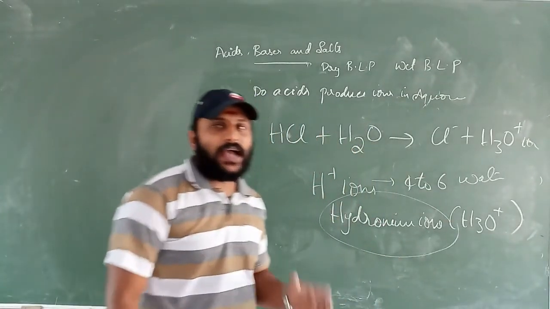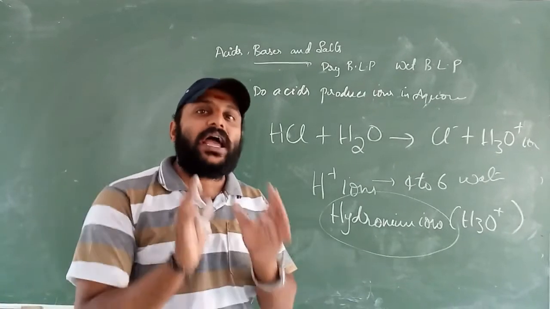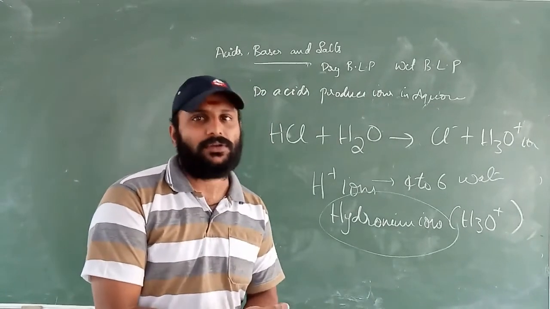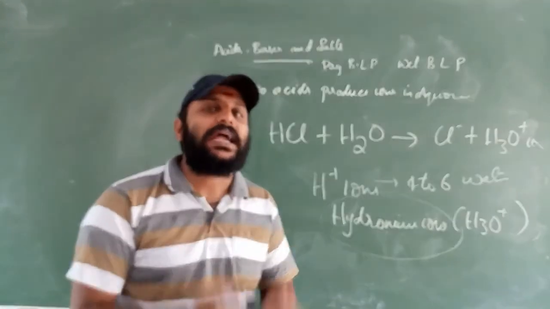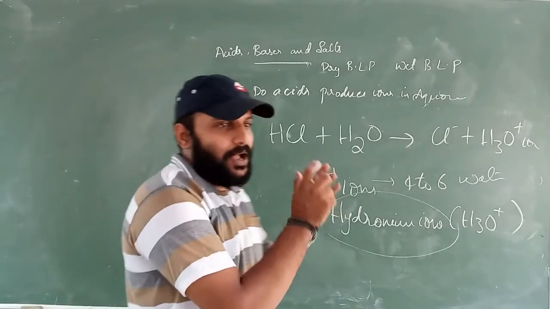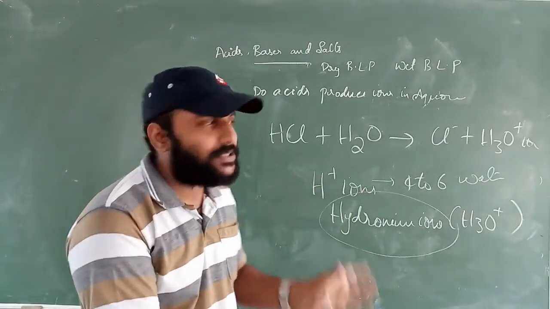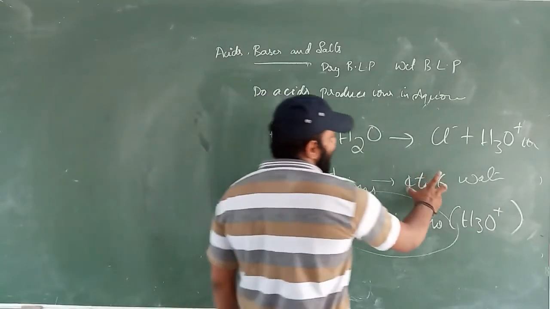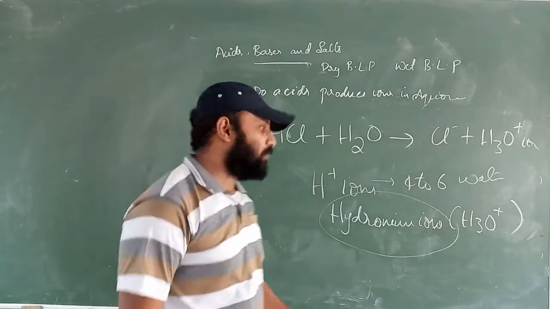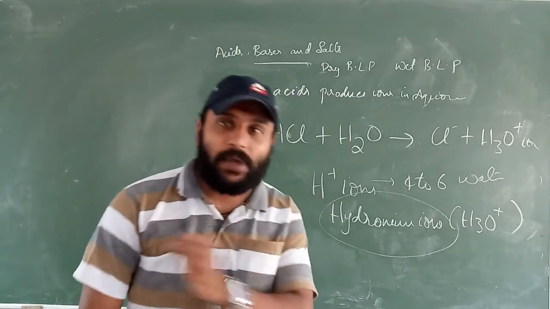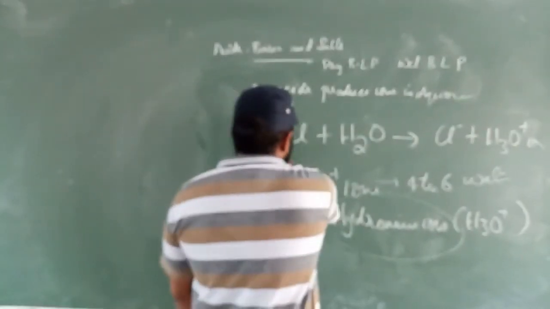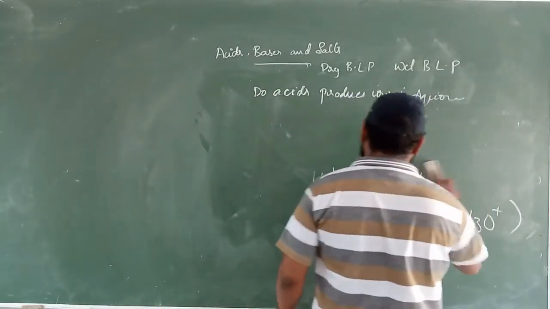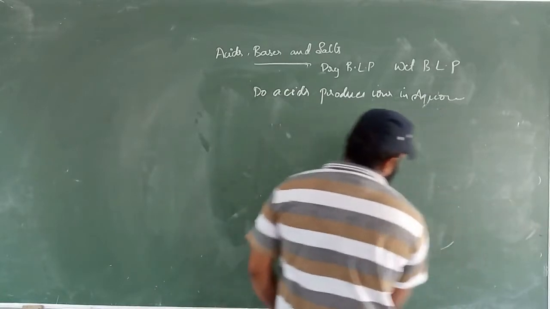So acid produces H3O plus ion, hydronium, or we will simply say H plus ion. It is not the bare H plus ion, it is the hydronium ion, because H plus will not be present as a bare ion. It will always react with 4 to 6 water molecules and be present as hydronium ion. Understood? So what will the base produce? Acid will produce hydronium ion or H plus ion.